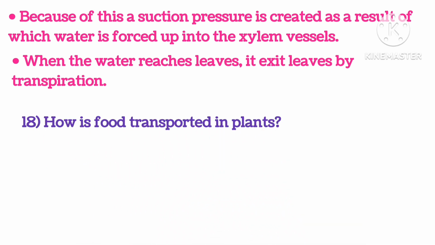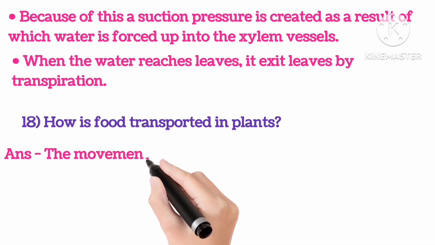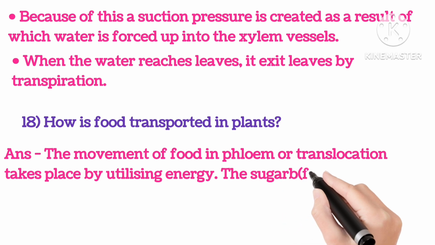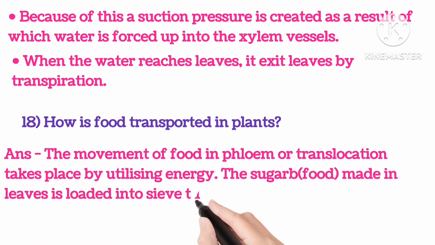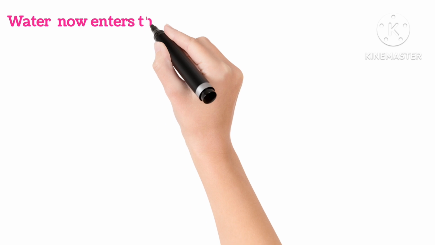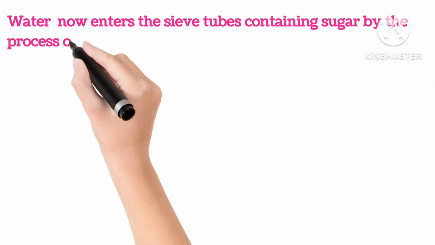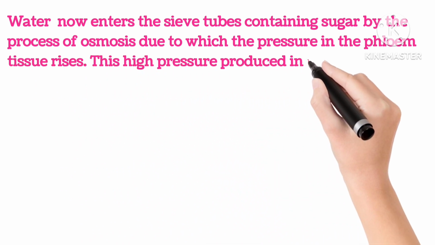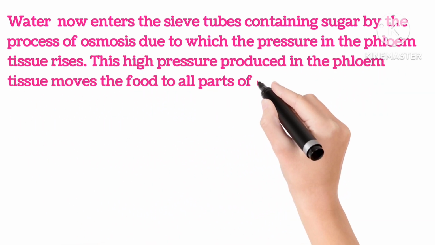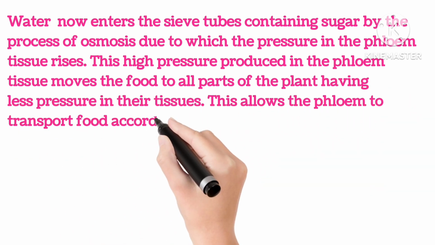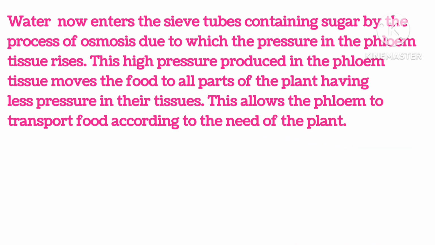How is food transported in plants? The movement of food in phloem, or translocation, takes place by utilizing energy. The sugar or food made in leaves is loaded into the sieve tubes of phloem tissue by using energy from ATP. Water now enters the sieve tubes containing sugar by the process of osmosis, due to which pressure in the phloem tissue rises. The high pressure produced in the phloem tissue moves the food to all parts of the plant having less pressure in their tissues. This allows the phloem to transport food according to the need of the plant.